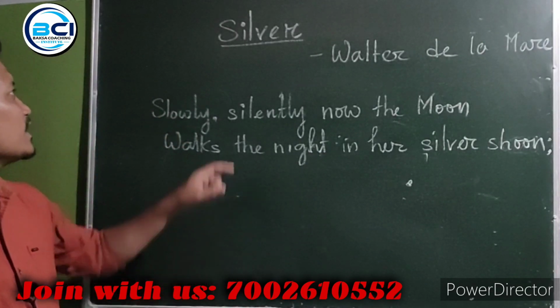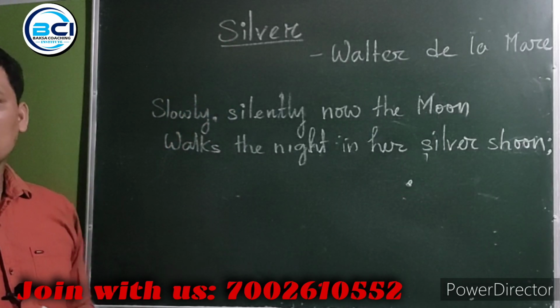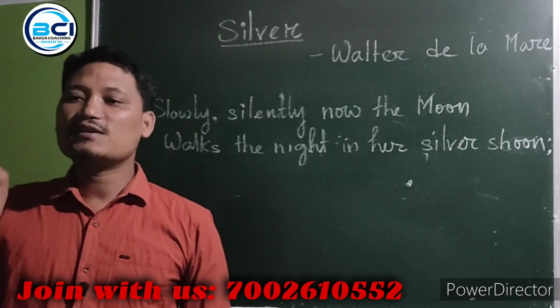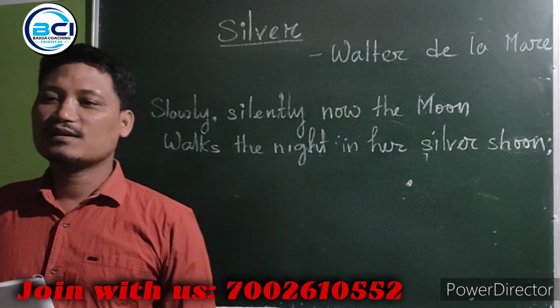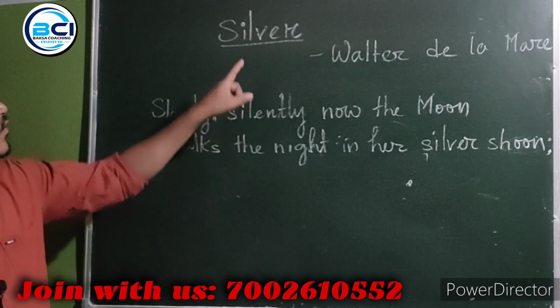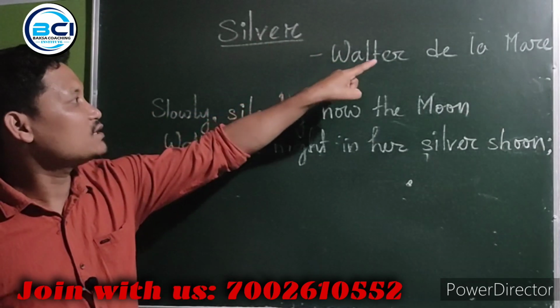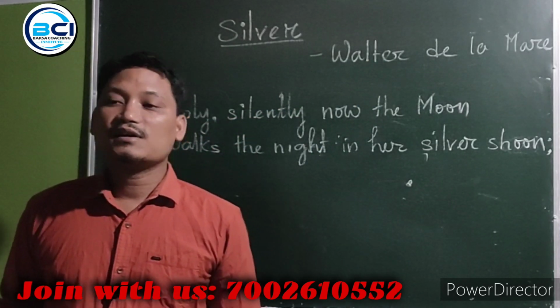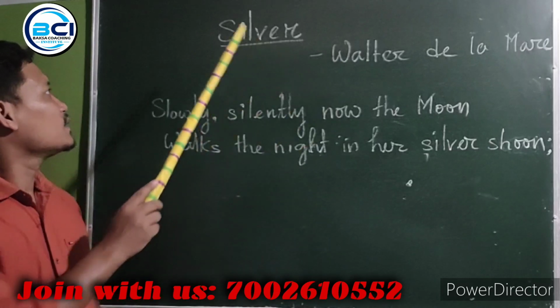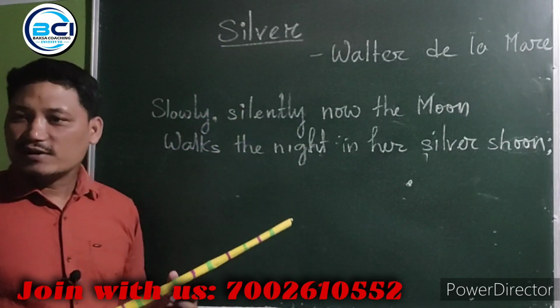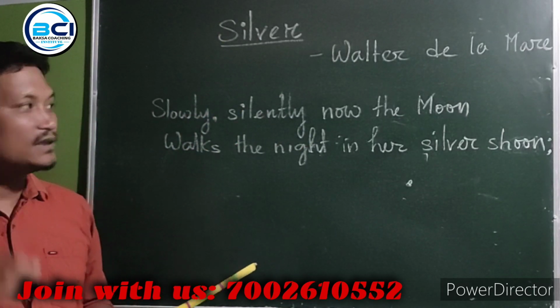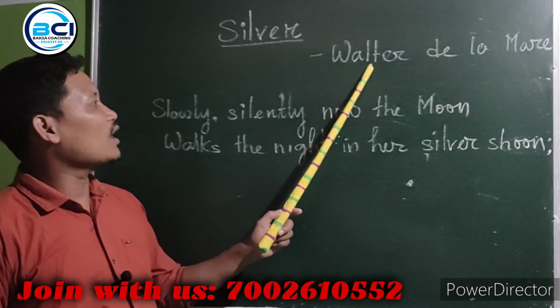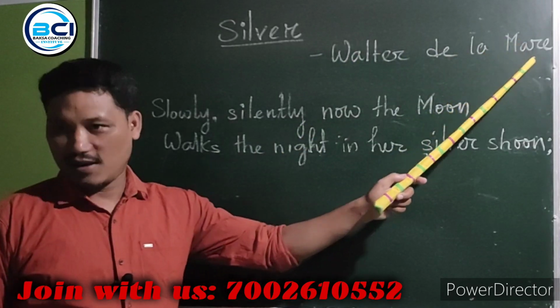The name of the poem is Silver. And who is the author or who is the poet of this poem? The poet of this poem is Walter de la Mare. So today we are going to discuss the poem Silver. Who is the poet of this poem Silver? The poet is Walter de la Mare.